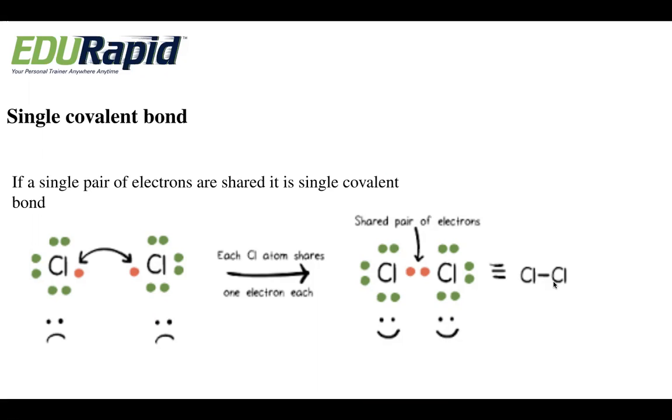Since the pair of electrons shared here is only one pair, the bond formed is called a single covalent bond. So this is how the single covalent bond is formed, by the sharing of a single pair of electrons.